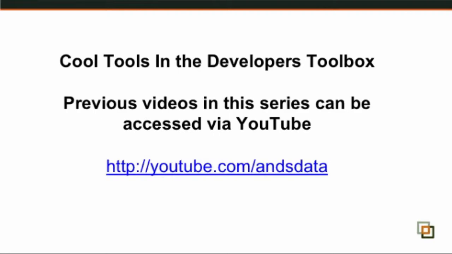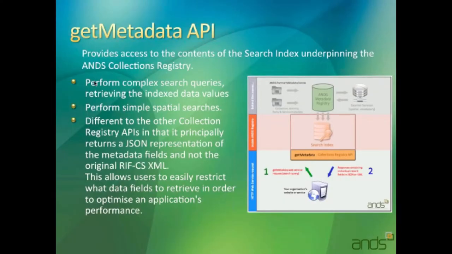The next service is quite similar to the getRIF-CS service. It differs in the way that it returns data formatted in JSON, which is another structured format. By doing that, they can pick and choose the fields that they want to return in their queries, and it makes it more lightweight, so they can optimize the performance of their applications. They may just want a title and a brief description, let's say, for search results, instead of pulling back the whole RIF-CS chunk for each record.